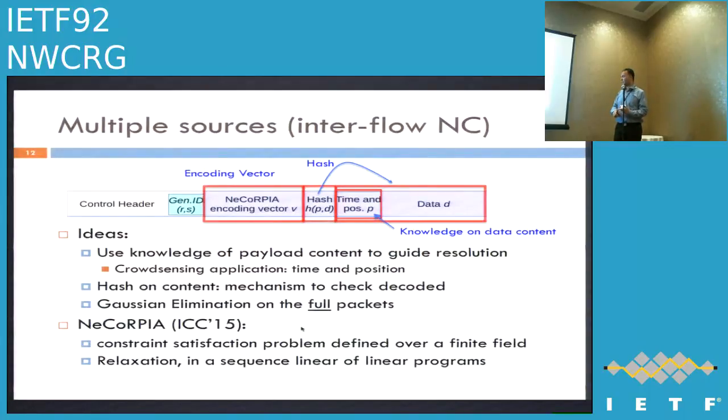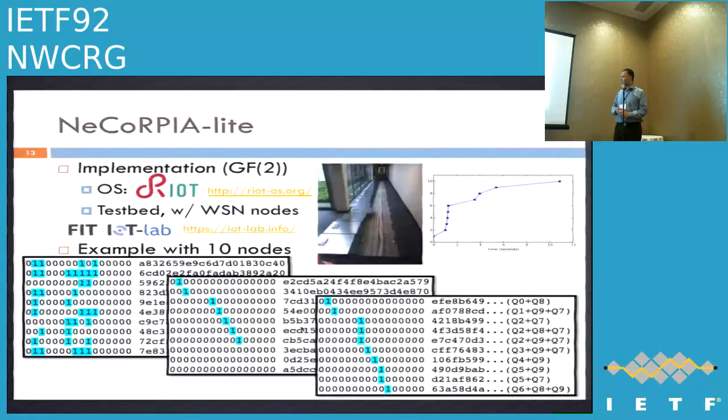To do that, what we need is some hash to identify when a packet has been properly decoded, and then we can use some information about the content, for instance, time, position, when we are in a crowd-sensing context. This is the ICC paper, and then we can use a technique like relaxation as a sequence of linear programs and satisfy some constraints a posteriori. But we also experimented, on the next slide, please, with a more brute force approach, which is called Necopia Light, where we only use the hash and no more information about the content of the packet.